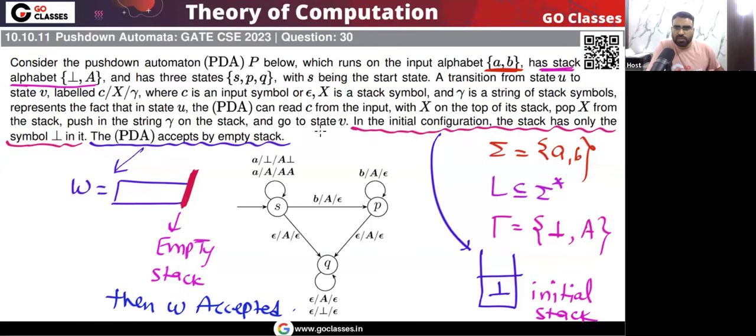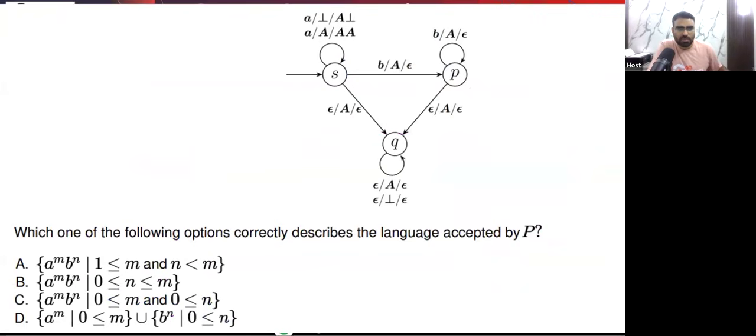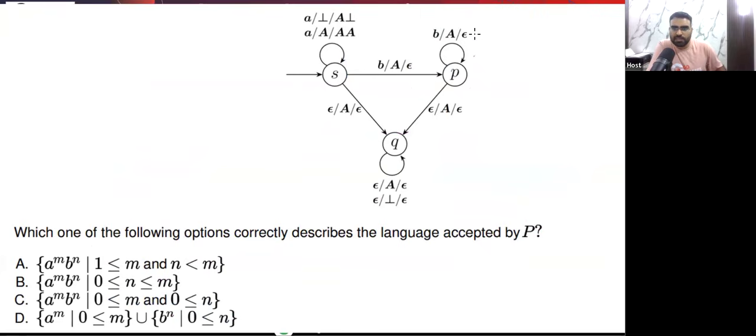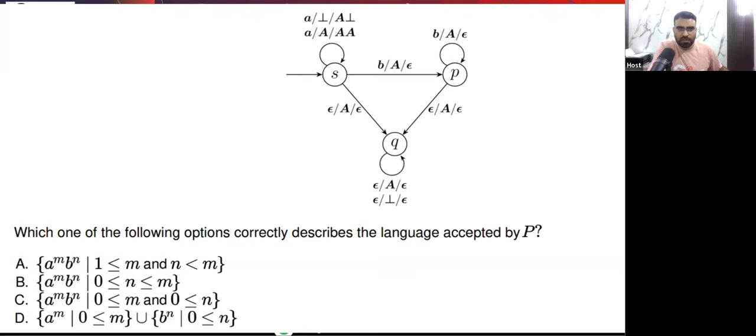Okay, now let's see. Every detail is given to you in the question, and finally this PDA is given to you. Now what is the question asking? The question is asking which of the following options correctly describes the language accepted by this PDA. Remember, this PDA is accepting by empty stack, so that is the reason there is no final state here. We need to find the language accepted by this PDA. This is actually very easy. Just focus on this PDA and tell me for which strings this PDA will empty its stack at the end of the string, because our acceptance mechanism is empty stack acceptance.